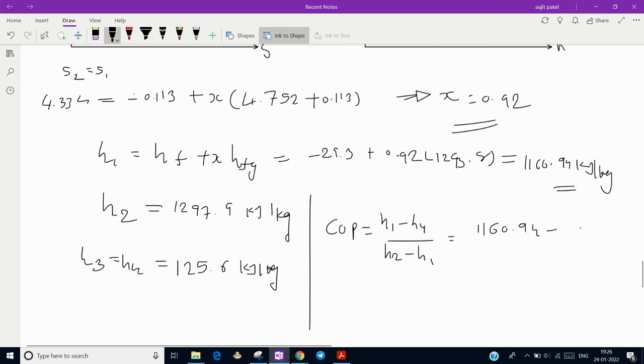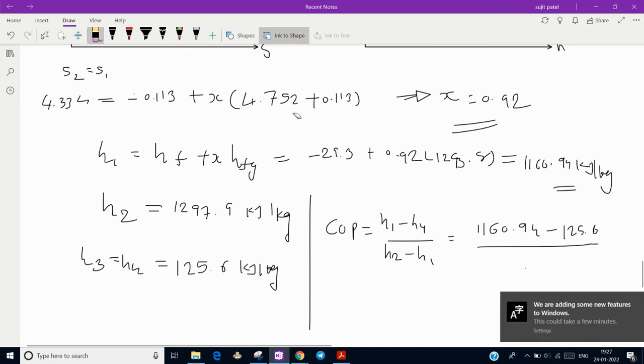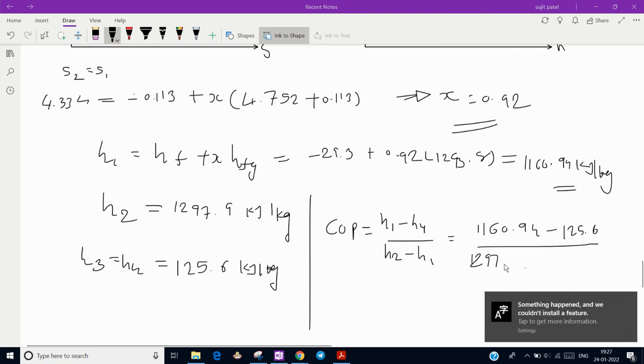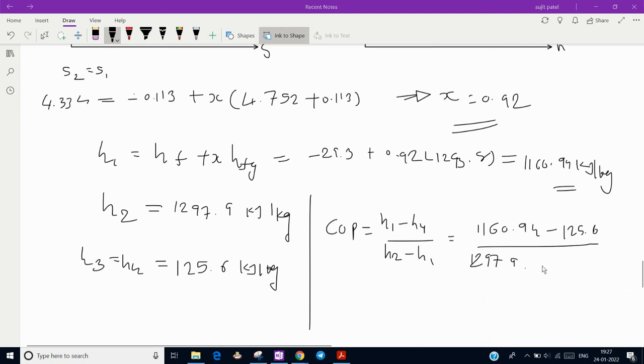1160.94 minus H4 is 125.6 divided by 1297.9 minus 1160.94. So when you solve this in your calculator, you will find the COP as 7.56.